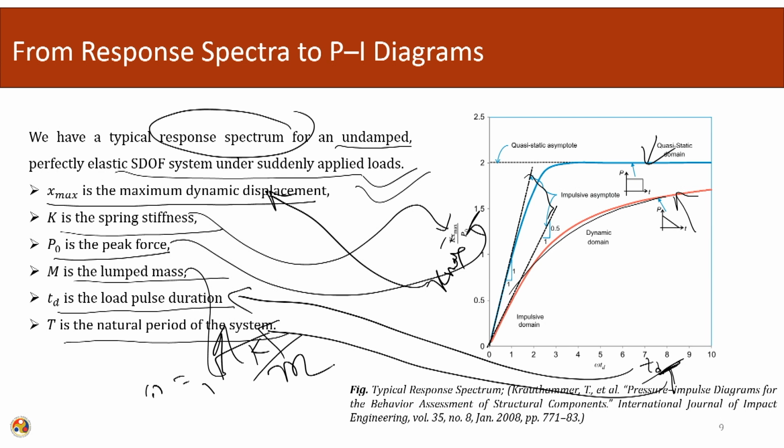So, omega equals root over K over M. For different types of regime, for the impulsive domain, dynamic domain, we can create the response spectrum, and this is the response spectrum. As we go in the course, we will see how to construct this type of curves.